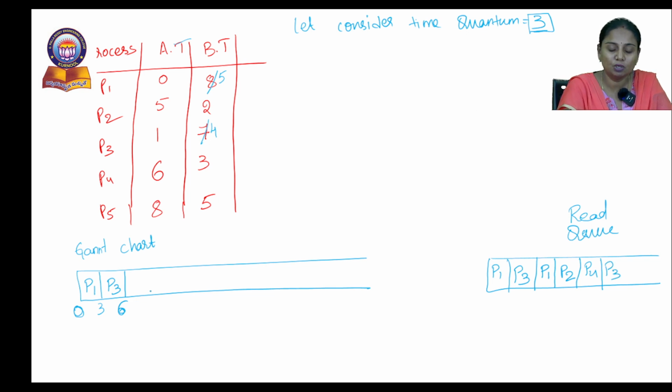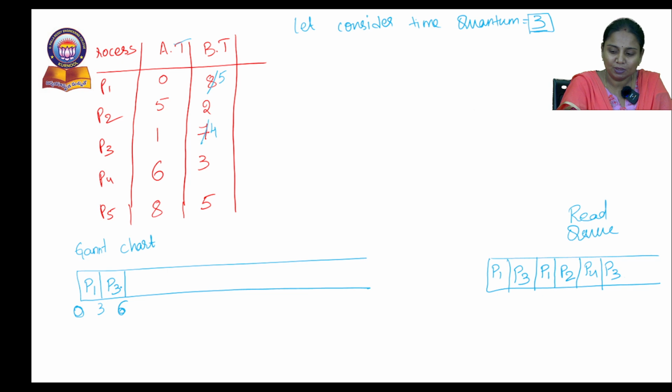Whenever the CPU is relieved by this process, but it still has burst time to be used, then again this process will be available in the ready queue. It will not be terminated. Only after complete utilization of the CPU will the process be terminated completely. Otherwise, after utilizing some amount of CPU time, if it needs some more time, it will be available in the ready queue.